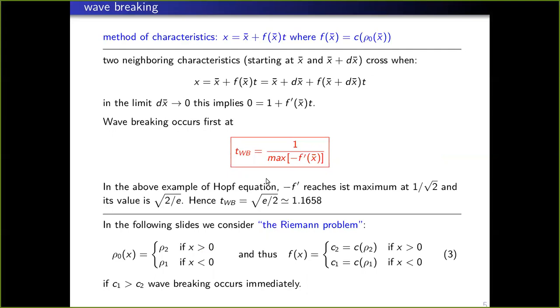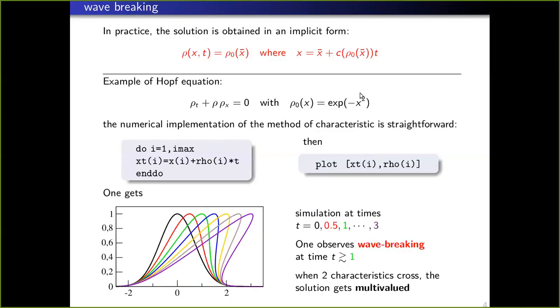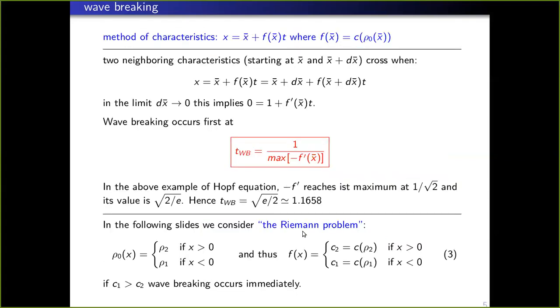And in the following, we will consider a simplified type of initial condition, not something like, well, this is simple, but something even simpler than that, simply a discontinuous initial condition. Rho naught is a constant rho2 for x larger than 0, and rho1 for x lower than 0. It means the f of x, which is here, is C2, C of rho2, for positive x, and C1, which is C of rho1, for negative x. And we'll see this point.